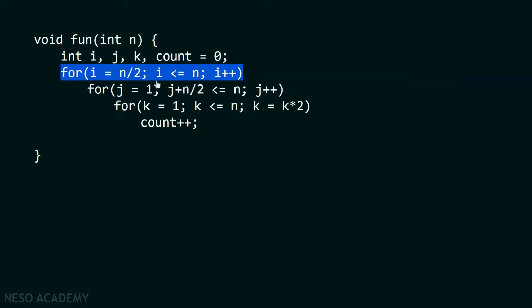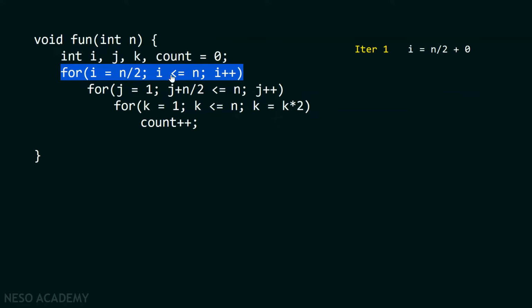Now let's consider this particular statement. This is nothing but a for loop, right? Within this for loop, we have another for loop. And within this for loop, we have another for loop. Then we have this statement. Obviously, our task is to find how many times this particular statement has been executed. So let's first evaluate and try to understand what this for loop is and how much time it will take.